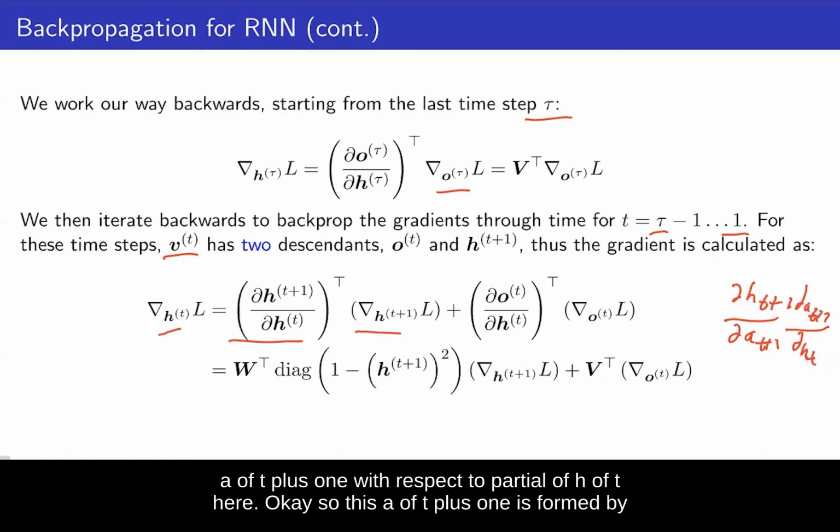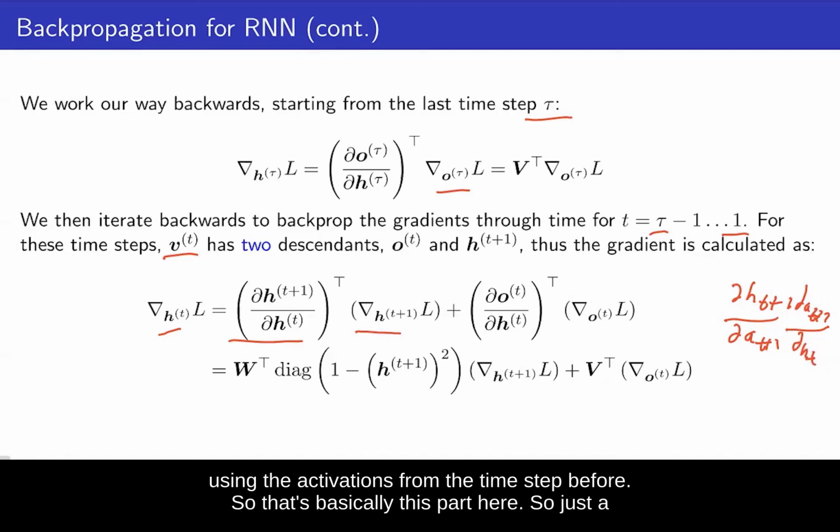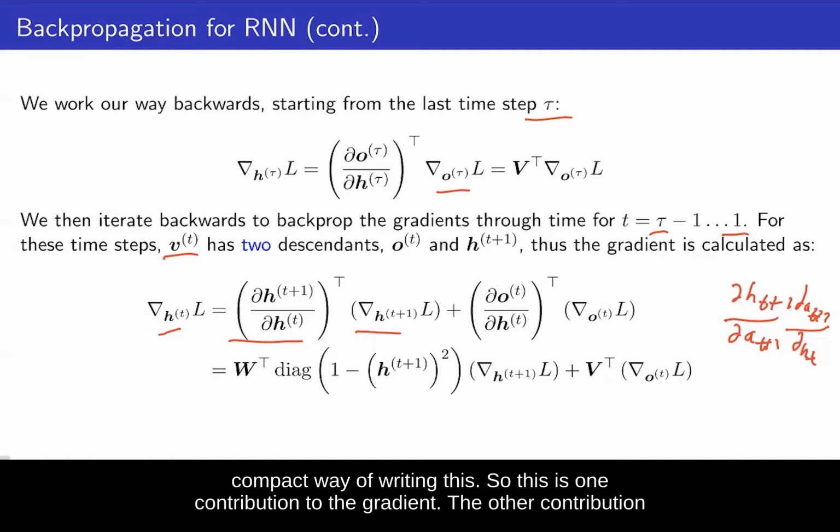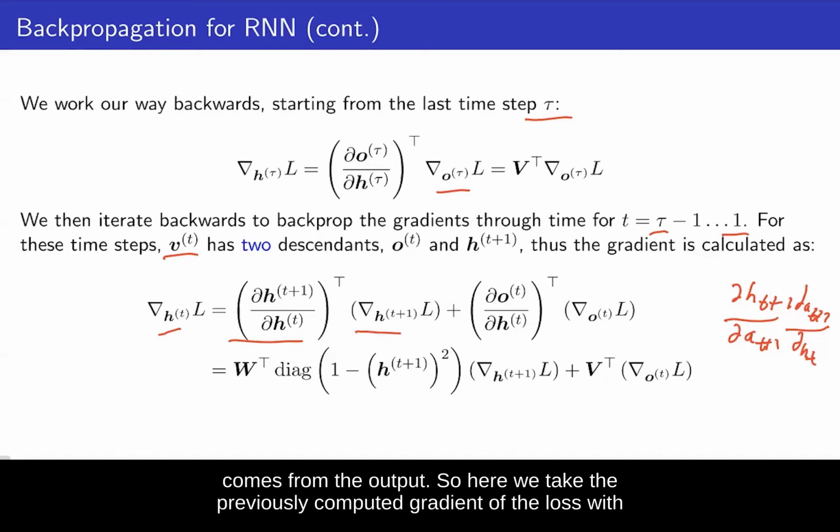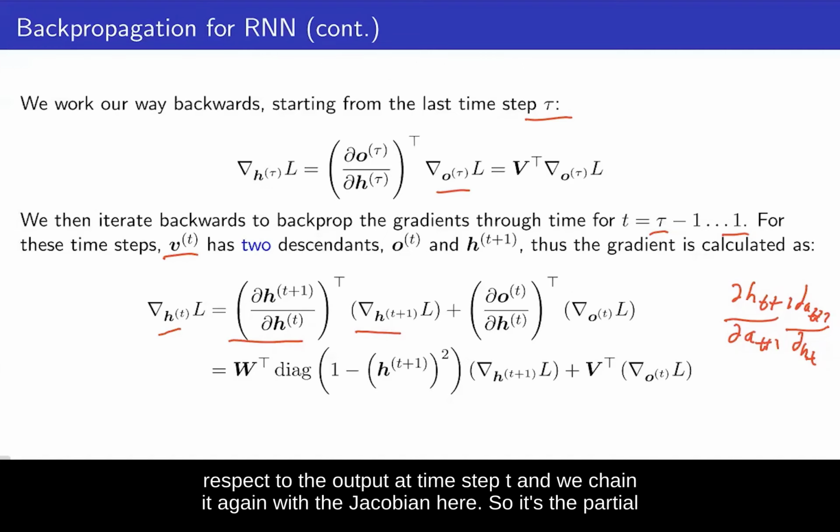Okay, so this a of t plus 1 is formed by using the activations from the time step before. So that's basically this part here, just a compact way of writing this. So this is one contribution to the gradient. The other contribution comes from the output. Here we take the previously computed gradient of the loss with respect to the output at time step t, and we chain it again with the Jacobian here.